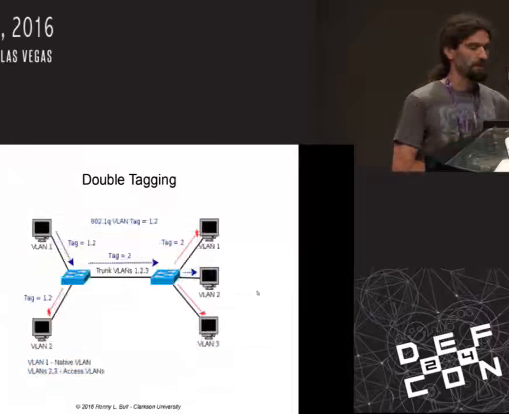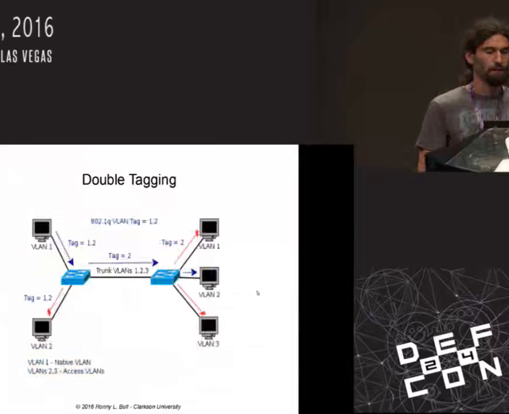So in this case, we can see the effect of double tagging. We have VLAN 1 and VLAN 2 on the one side. That tag has a 1 and 2 in it, so we have two headers in that frame. It goes into that first switch. It doesn't get passed on to the first system connected to that first switch, because we're still reading that VLAN 1 tag. We're not seeing the VLAN 2 tag.